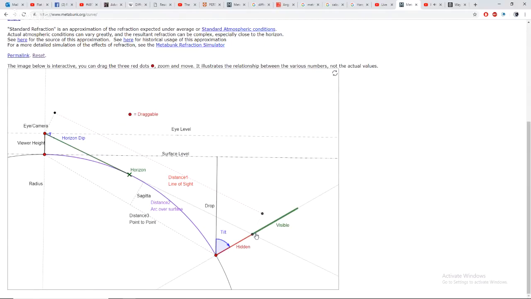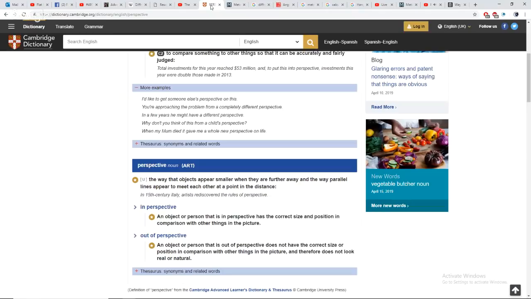The curve calculators don't include perspective. They don't include the way that objects appear smaller when they are further away. He loses, flat earth wins.